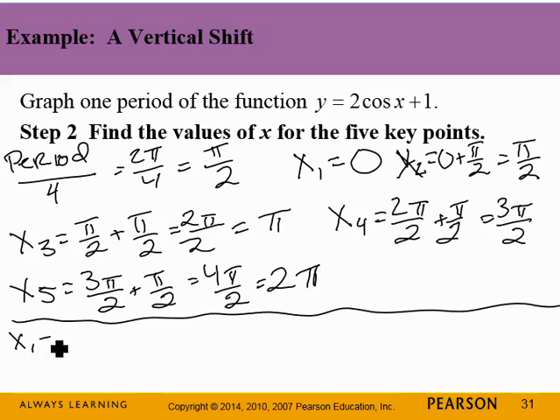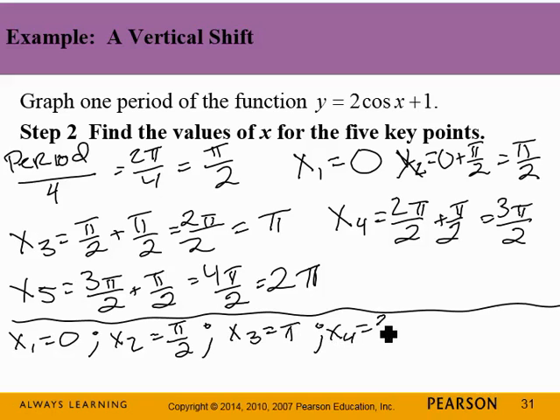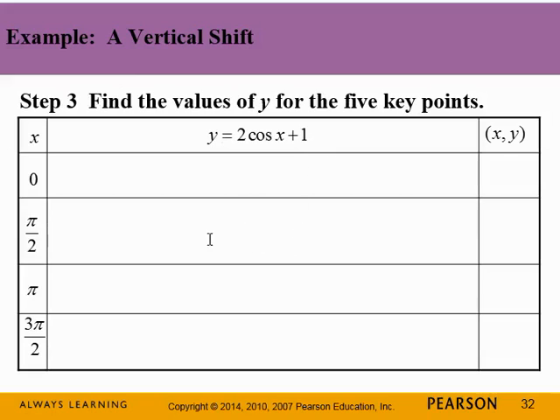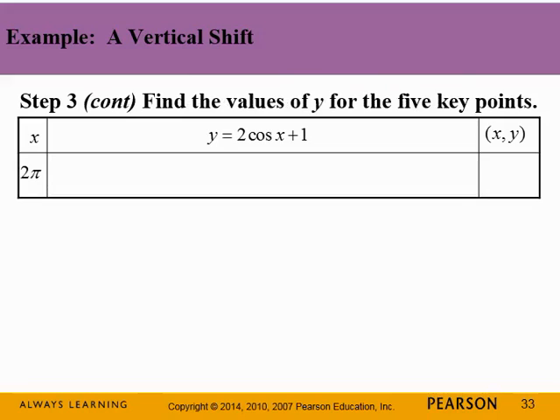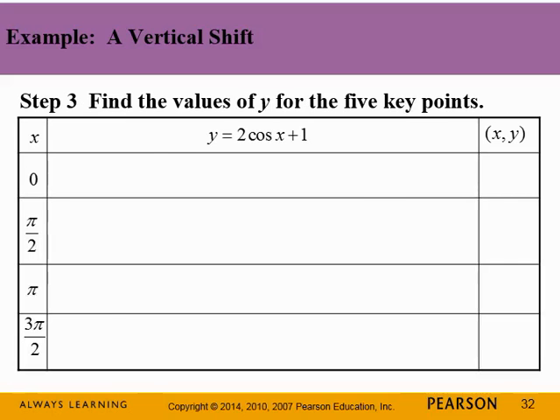So this means x1 is 0, x2 is pi over 2, x3 is pi, x4 is 3 pi over 2, and x5 is 2 pi. So now we're going to go to our table and plug these in. I'm going to have you do all of them on your own this time. Remember to add your 1 at the end. So you have 5 points you want to plug in: 0, pi over 2, pi, 3 pi over 2, and then lastly 2 pi. So you want to pause the video and work on these 5 on your own, and then come back and check your answers.